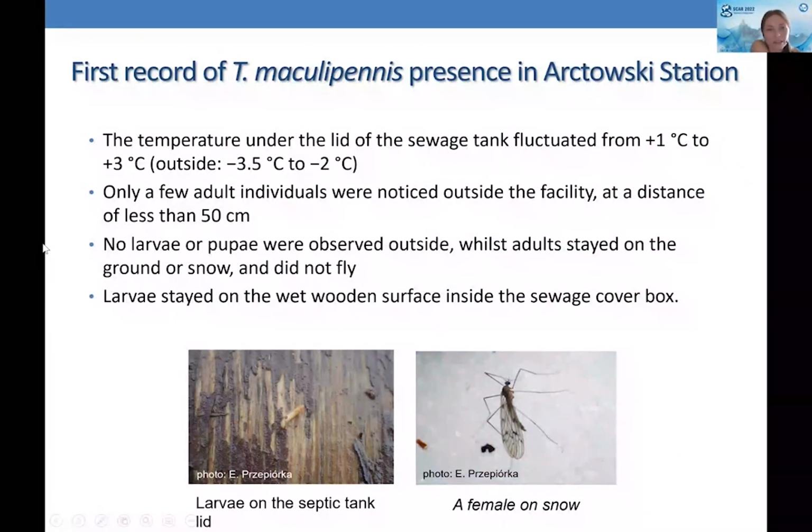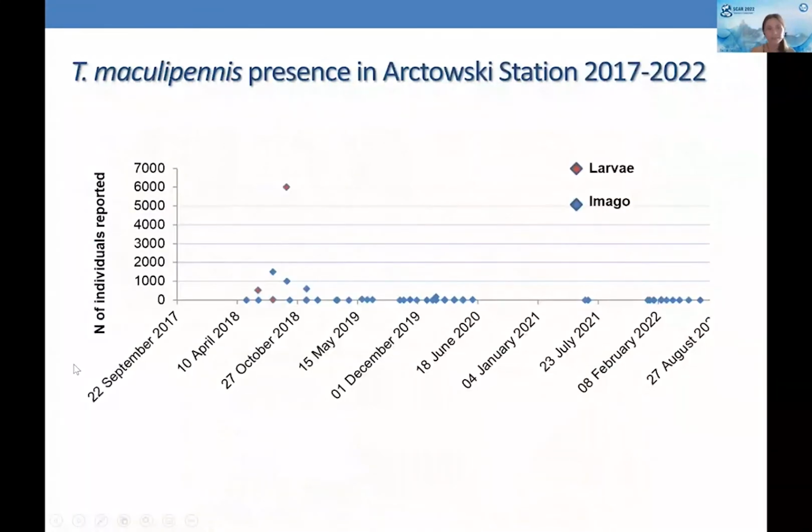At that time, the individuals found were both adults, also found around the sewage opening, and larvae that stayed inside. As you can see in the photo, they stay on the wet wooden surface inside the cover box. Regular reports started to appear since 2018. As you can see, the number of individuals found at the beginning was really high and unnerving, and both larvae and imago individuals were found at the time.